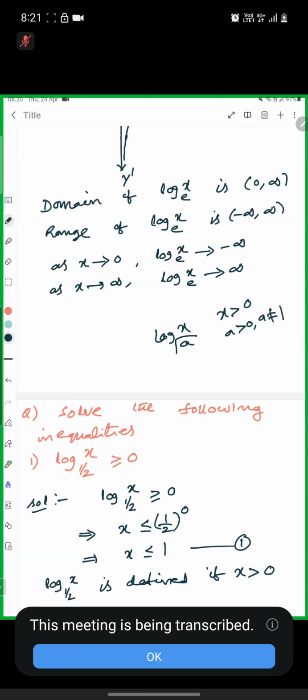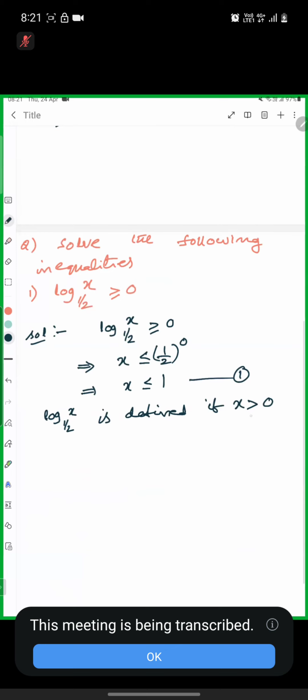But in this example, the base is a fixed number, so obviously it satisfies the second condition. Here the variable is x, so it must satisfy the condition x greater than 0. Then only log x to the base a is defined. So to define log x to base 1 by 2, you must have x values 0 to infinity. And after solving this inequality, you get x values less than or equal to 1. Now tell me, what are the common x values? That is the solution set.